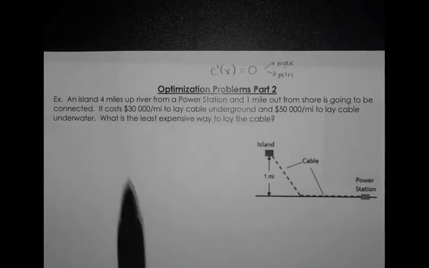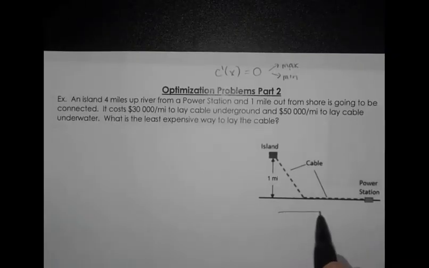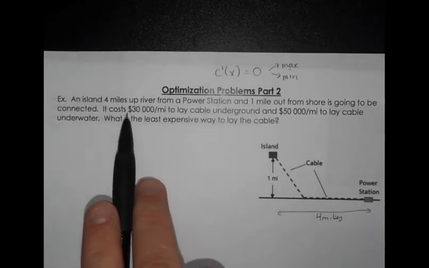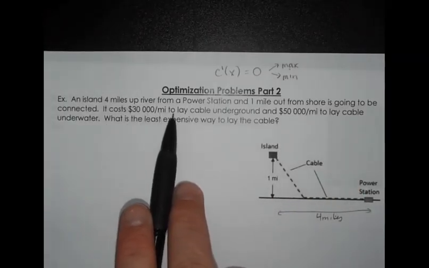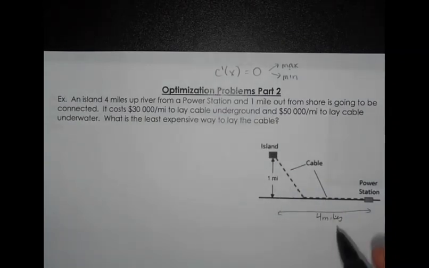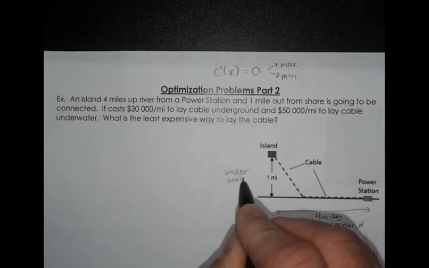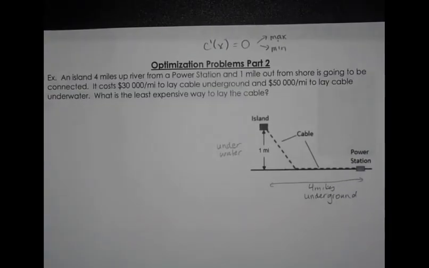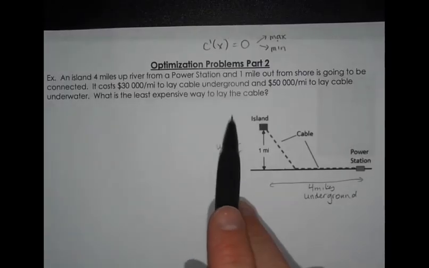So an island 4 miles up the river. So this is 4 miles from here to here. And 1 mile from shore is going to be connected. It costs $30,000 per mile to lay a cable underground. So the idea here is this is my underground direction, and underwater is this direction. And it costs $50,000 to lay cable underwater. What is the least expensive way to lay a line?